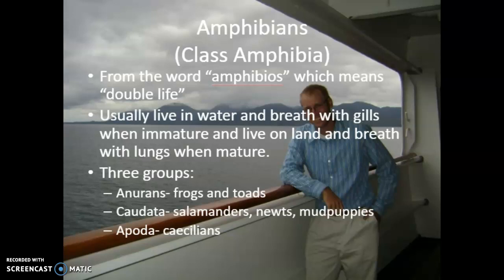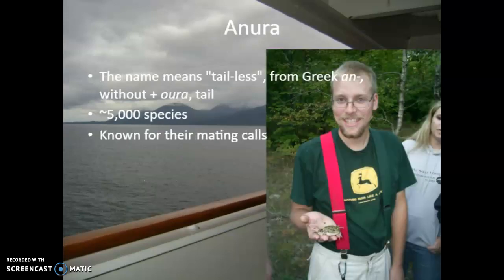The Anurans, an, and non means not, and ura means tail. So Anurans means tailless. There are about 5,000 species of them, and they are known for their mating calls. These are your frogs and your toads.